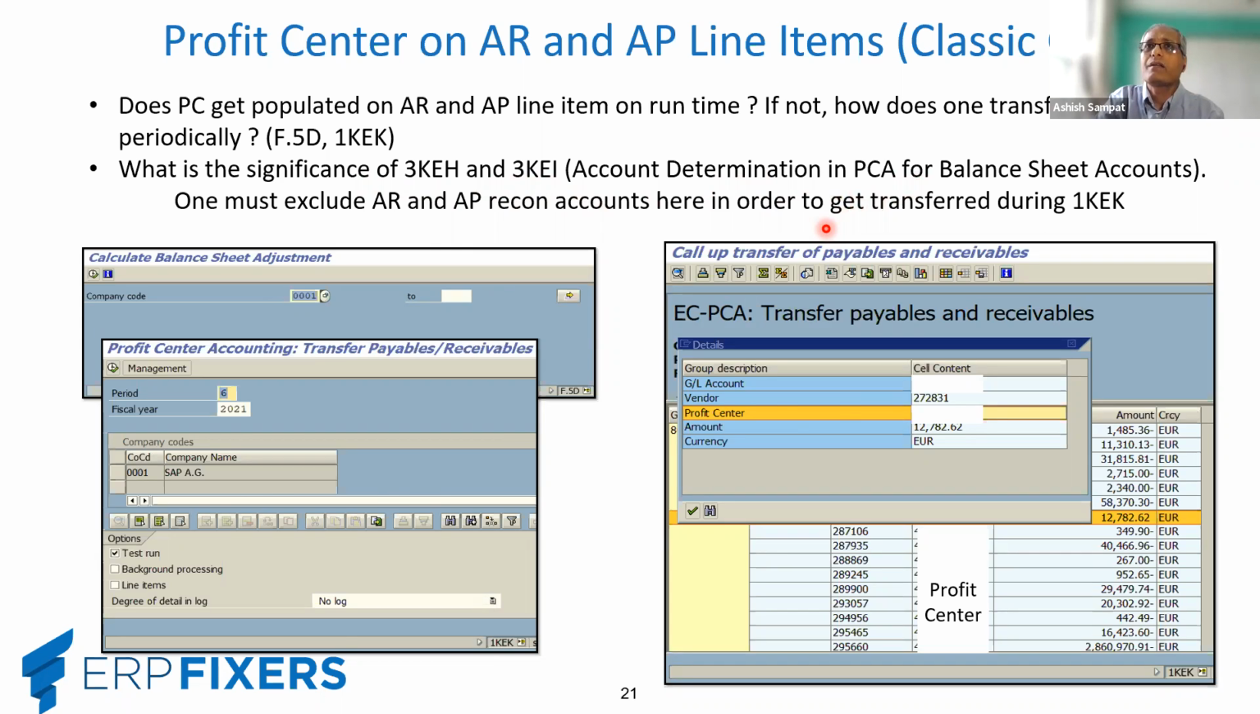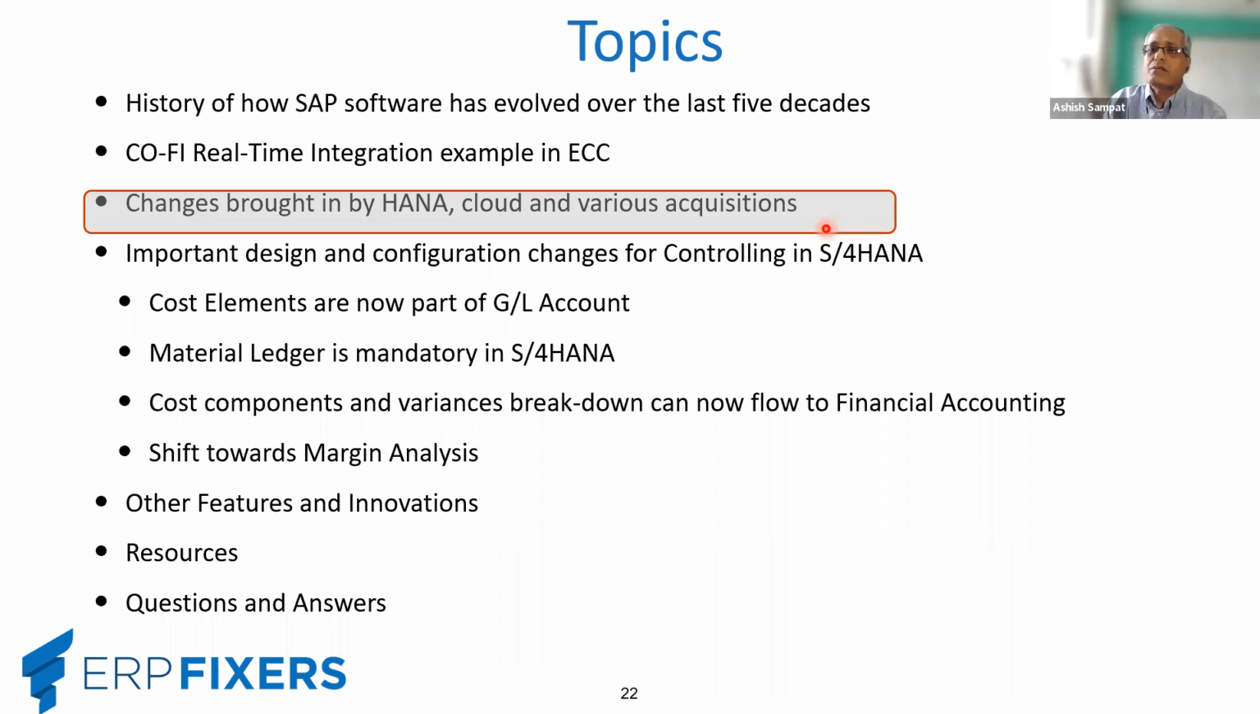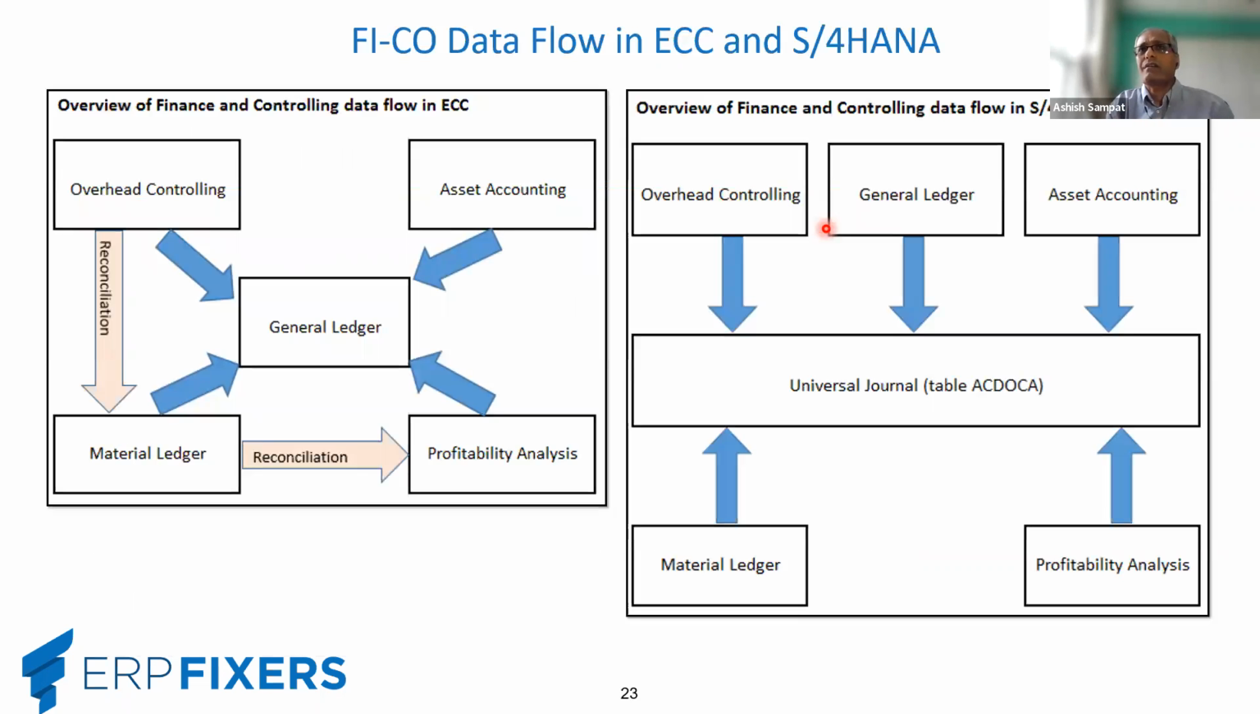So let's talk about changes brought by HANA and cloud and various other acquisitions. If you look at this one picture, the left side is the ECC flow, or classic GL flow as you can call it, or R3. On the right side is the S4HANA flow. Note that even though general ledger is at the center and is being fed by many of these modules, there used to always be reconciliation challenges between overhead controlling and material ledger, or material ledger and profitability analysis, or COPA as we call it. Why?